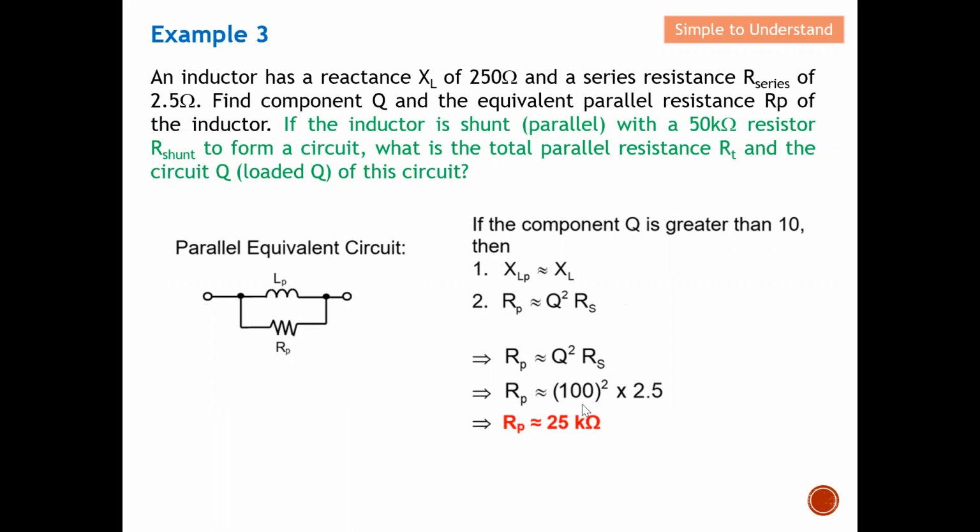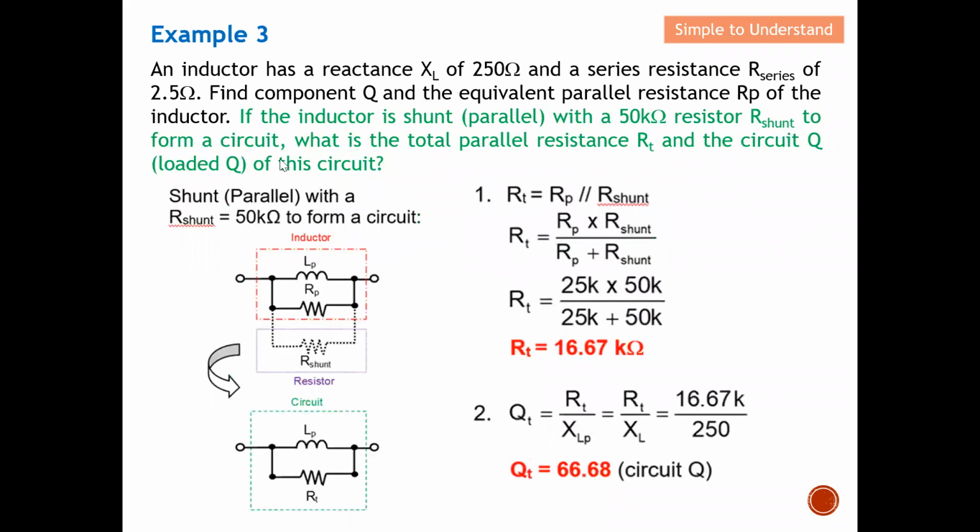So when we have these two assumptions, I can calculate the parallel resistor. Q squared, where the component Q is equal to 100, multiplied by 2.5. I can compute that the parallel resistor of the inductor is equal to 25 kilo ohm.